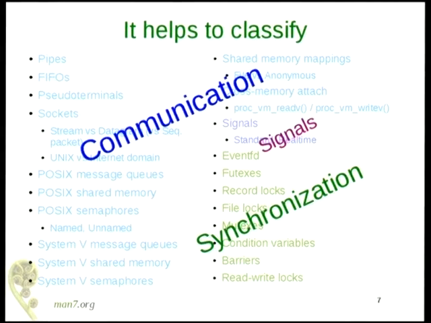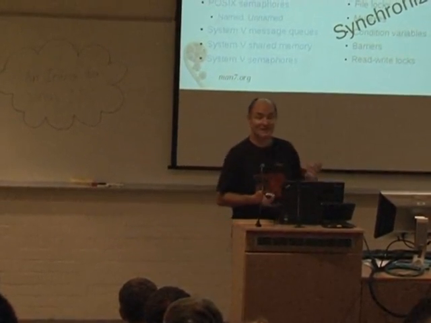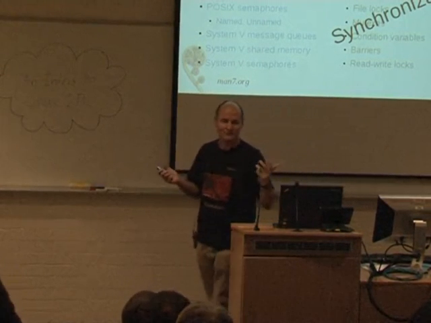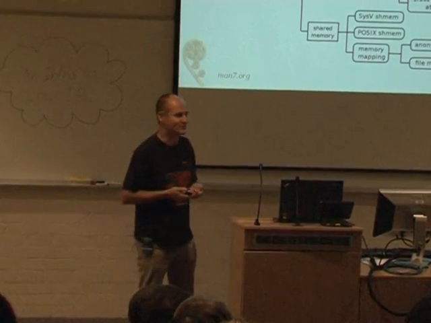Of course, you can use communication methods for synchronization. If you are tricky about it, you can even use synchronization methods to communicate data. So you can flip bits in semaphores backwards and forwards as a means of exchanging bits between 2 processes.